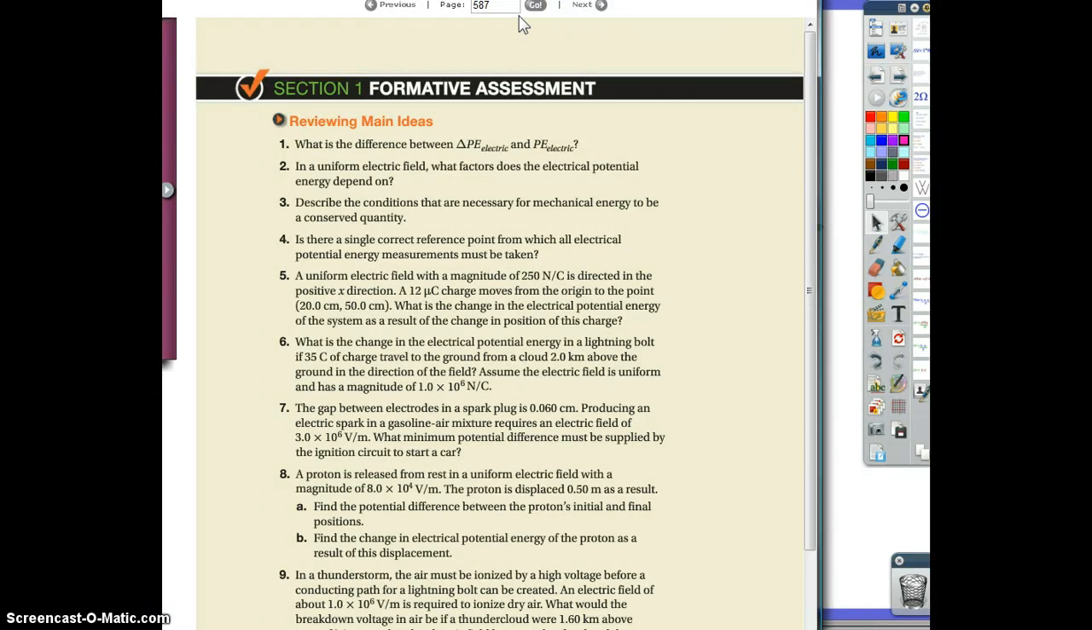And number 8, a proton, they have the charge right there, is released from rest in a uniform electric field with a magnitude of this. So there's your field again. The proton is displaced by this. Find the potential difference of initial and final positions. So they're asking you to find voltage here and find the potential energy as a result of that displacement. So guys, you're just manipulating the same equations over and over again. Alright? Good luck with that.